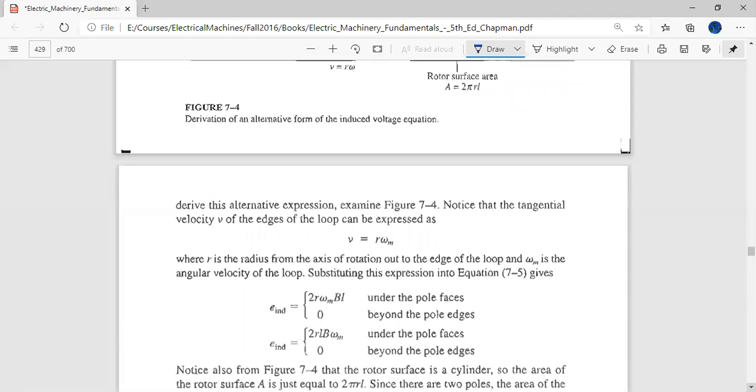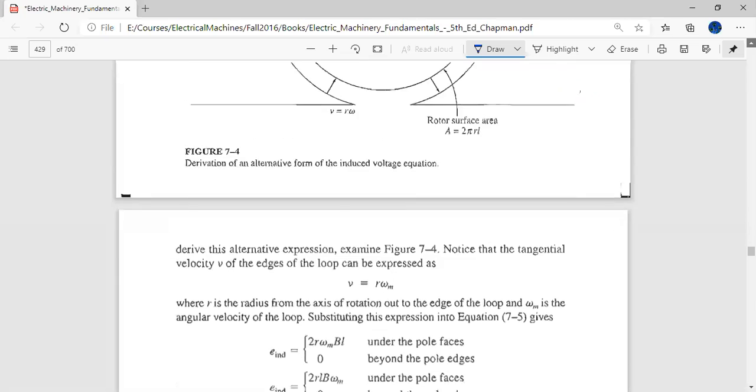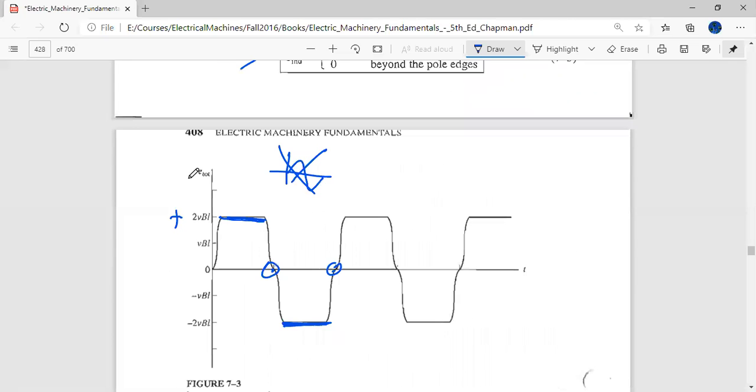So under the pole faces, the magnitude of EMF is this, and just when it passes through the air gap, the B field suddenly goes to zero, so there is no induced EMF. Again, the B field returns, but the direction of velocity changes, so the direction of the EMF changes also.